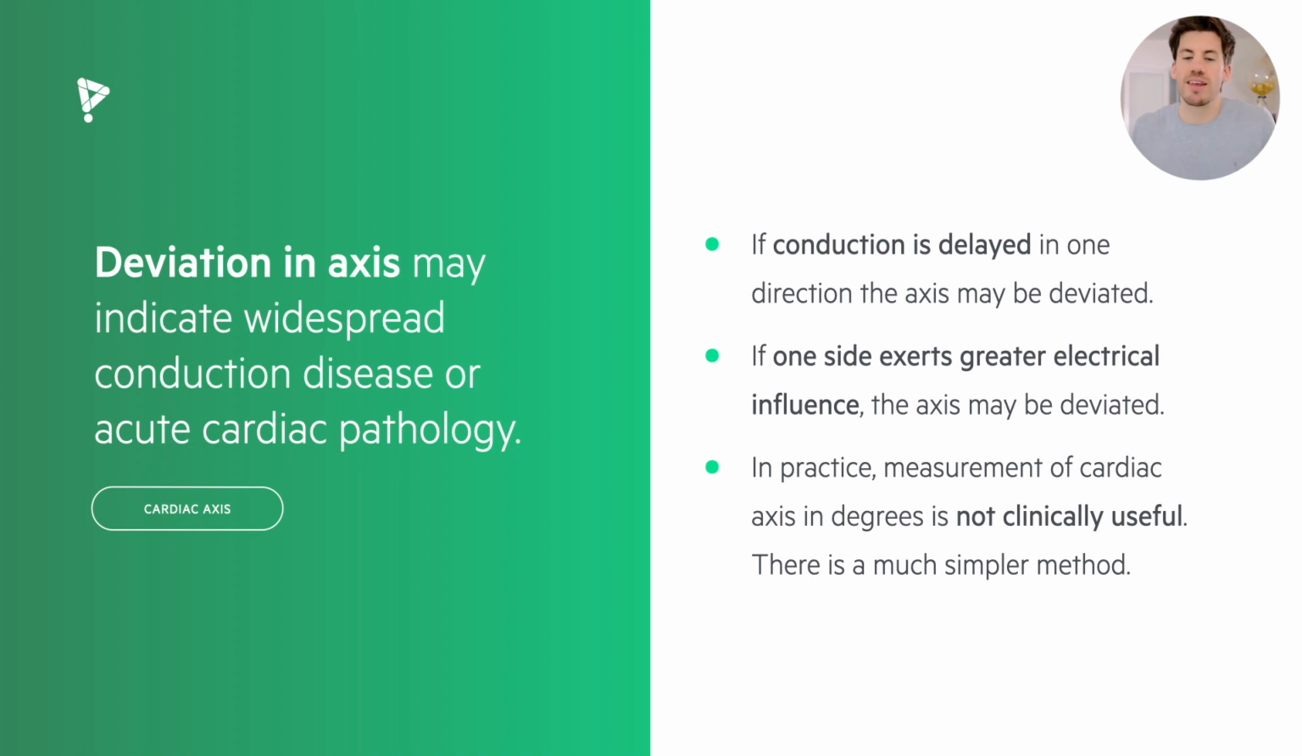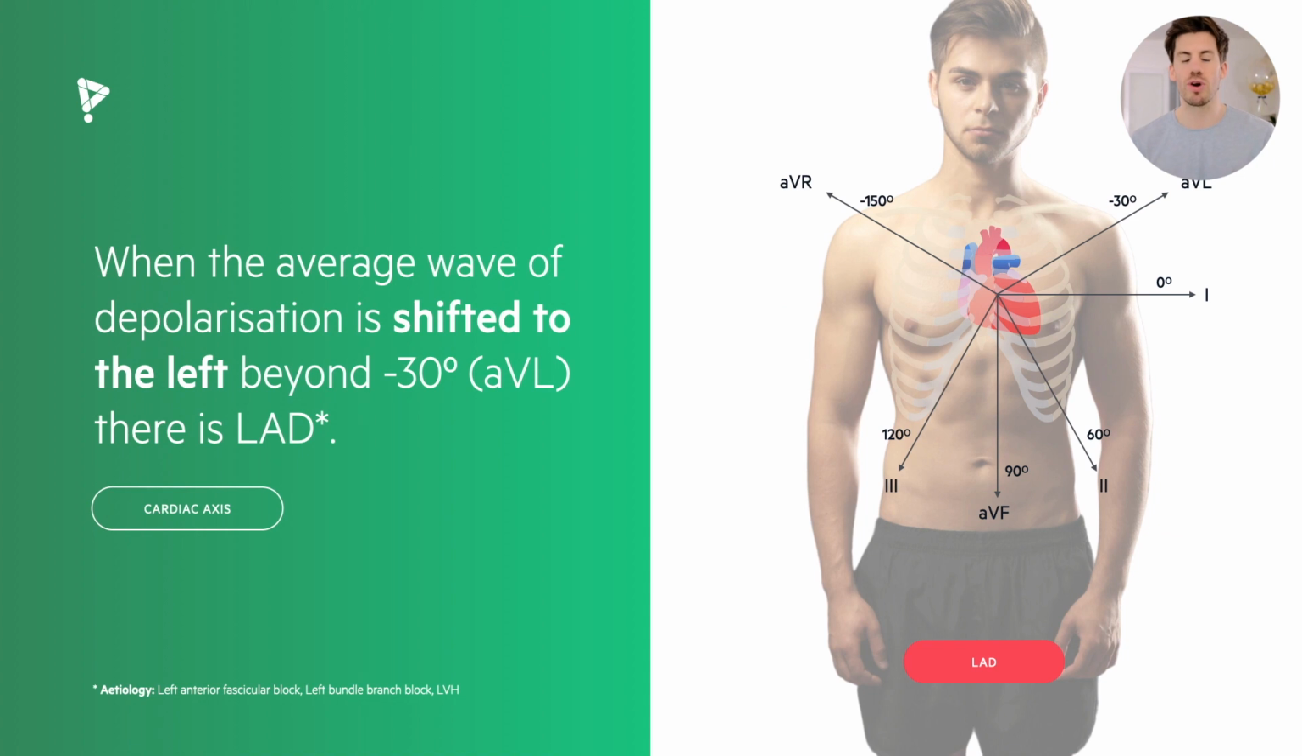So in practice, measurement of the cardiac axis in degrees is not clinically very useful, okay? And there's a much simpler method to work out axis that's really easy that we're going to work out now.